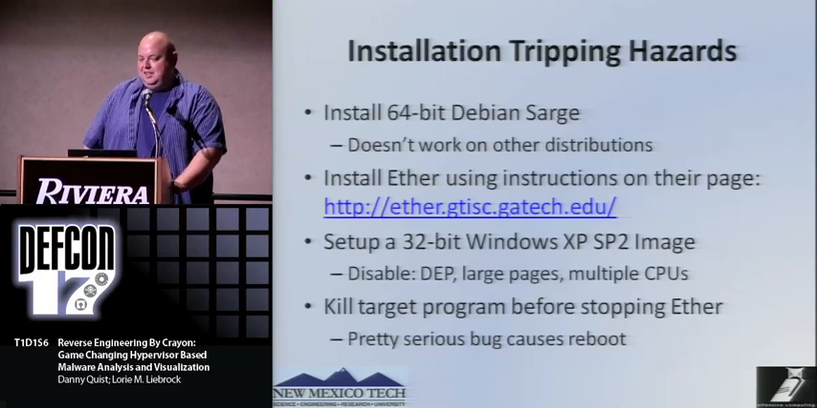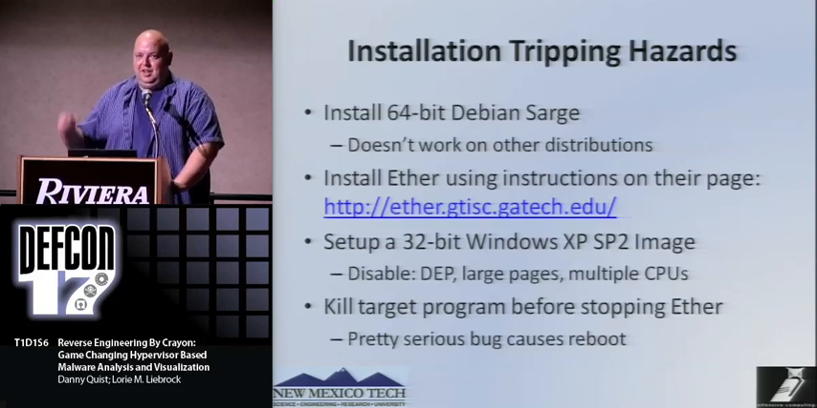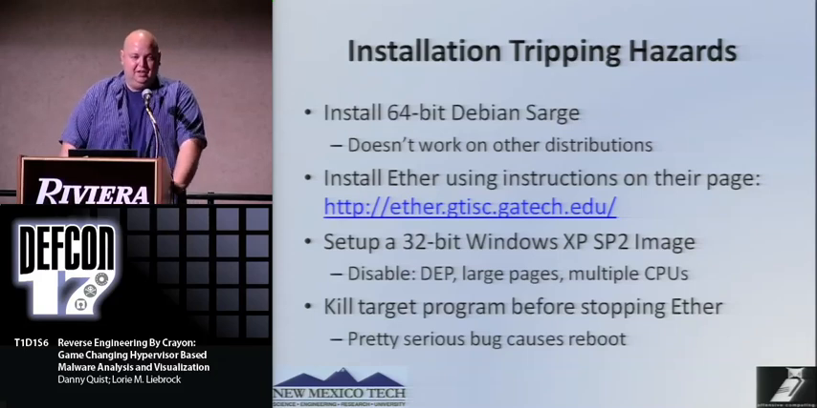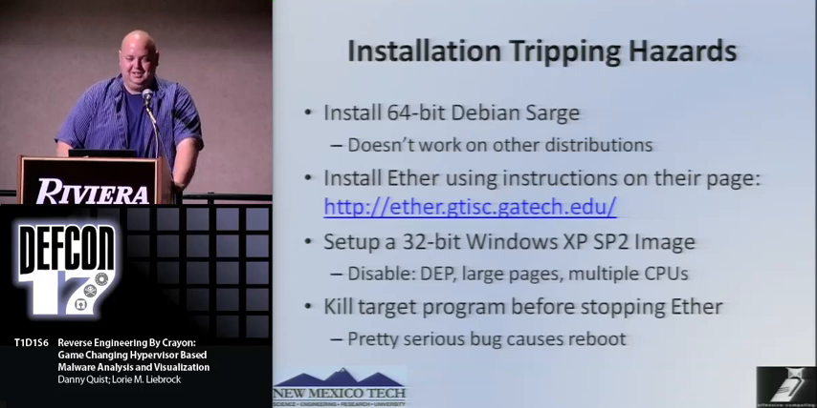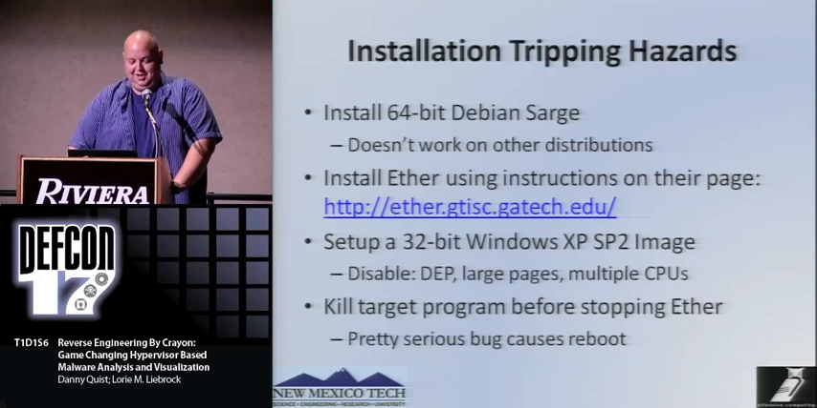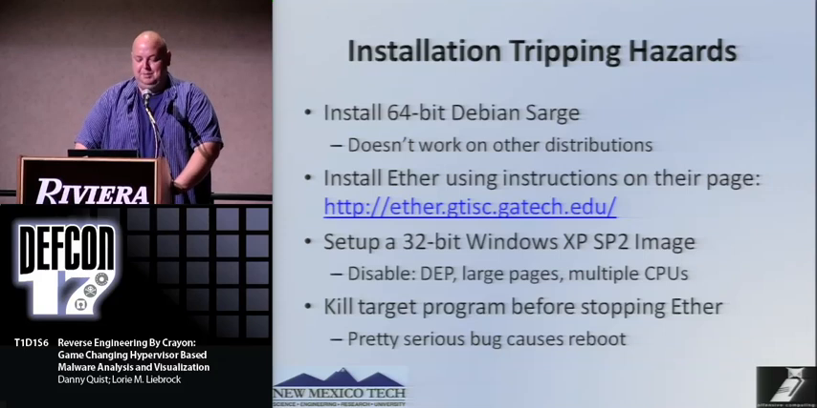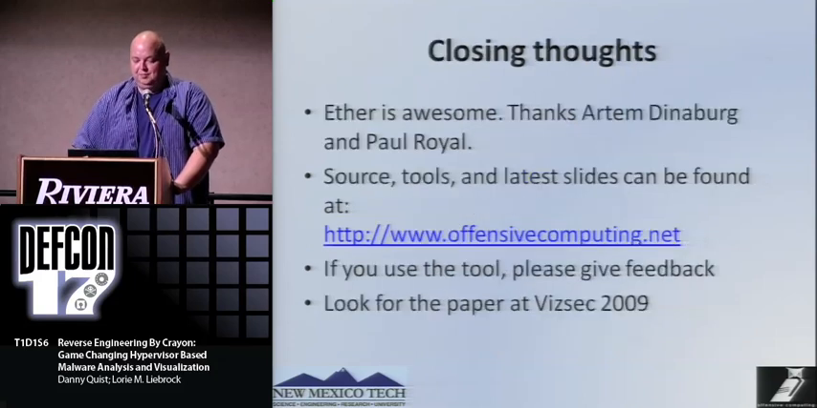Okay, there are some tripping hazards that are right here. Basically, use the 64-bit version of Debian Sarge. Follow the instructions that Artem and Paul have worked so hard on to the letter. I was guilty of not doing this, and then I reread it, and it was much easier. So anyway, it has to be a 32-bit Windows XP Service Pack 2 image, and you have to disable DEP, large pages, multiple CPUs, and for God's sake, whatever you do, kill the program inside of Windows before stopping Ether.